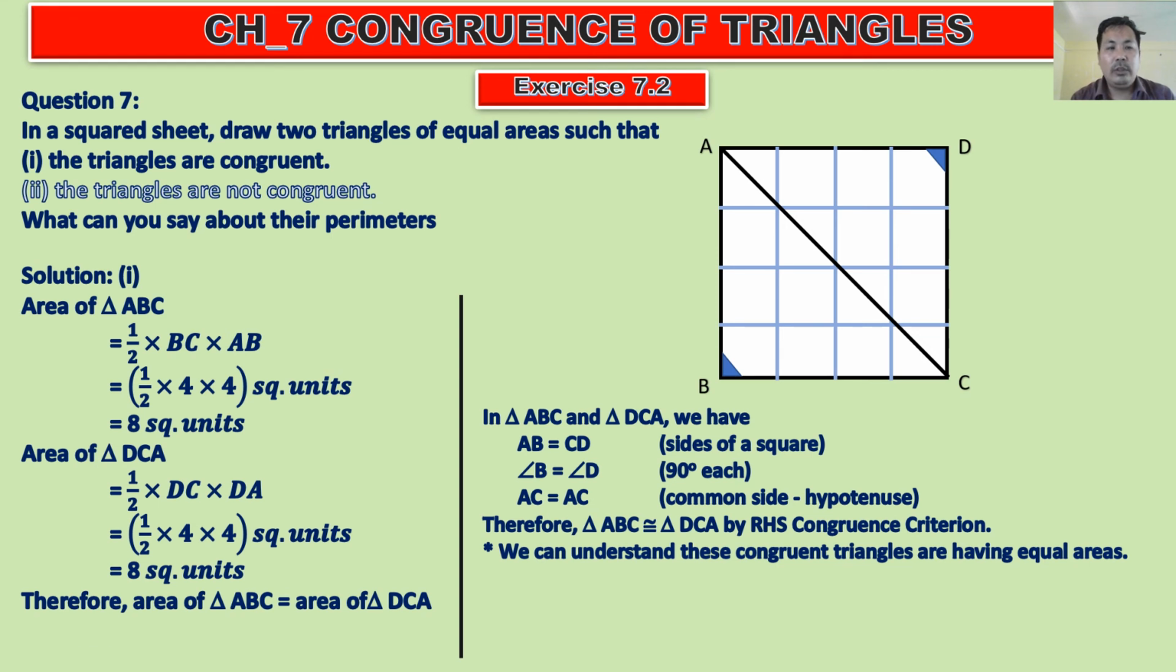But in Roman number 2, we are going to prove that triangles having the same area will not necessarily be congruent. Okay, clear? So this is the answer of Roman number 1, the proof that two congruent triangles have the same area. Okay, then next let us go to Roman number 2.